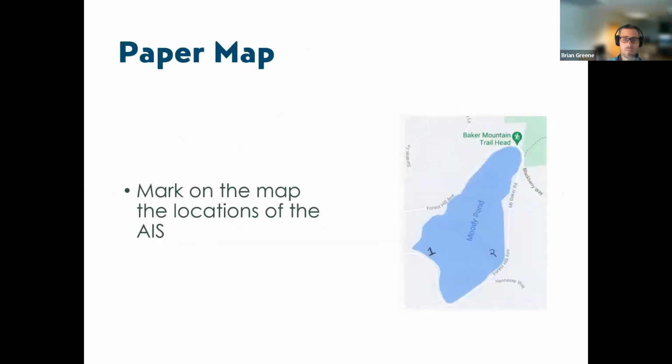Then you have your paper map. Now you need to mark on the map the locations where you see it. Here's an example I made from Moody Pond. I put a 1 down where I saw the first one, and this corresponds to the AIS information sheet, and then you just put a number down. So now we're getting a map. You can just go to Google Maps and print out a map of a lake, or sometimes you'll have a paper map from your lake association, or a fishing map that you can use. Any general map would work.